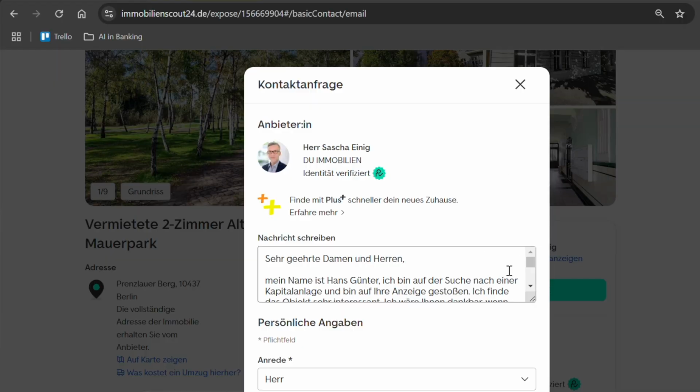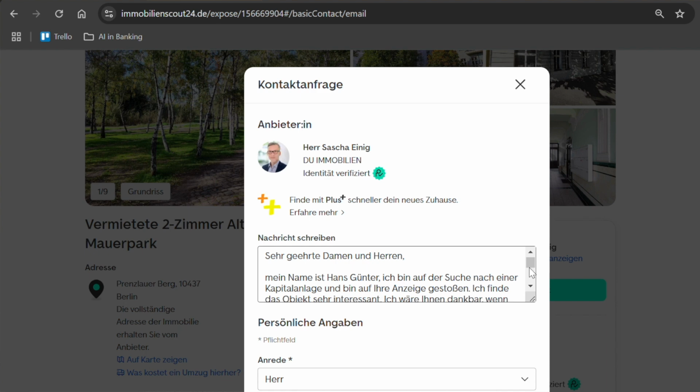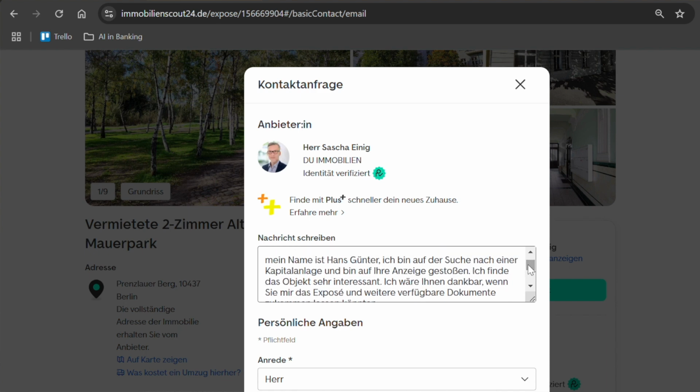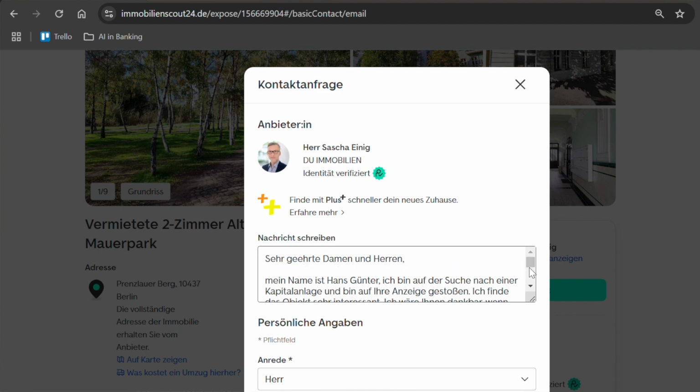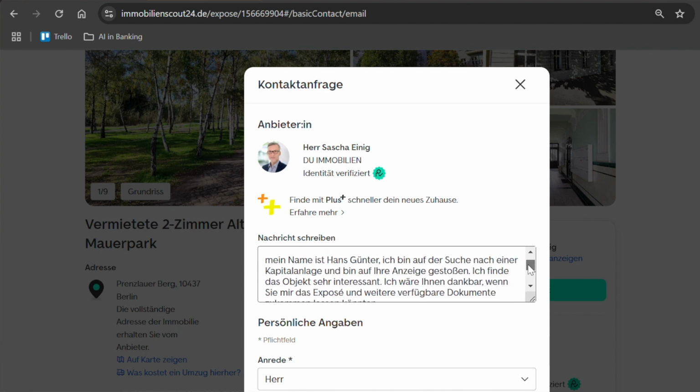So I'm saying, hello, my name is blah, blah, blah, and I'm really interested in investing in a property like this, and that's how I found your apartment. I'm very interested in it, and I'd be thankful if you could send me the relevant documentation, like the exposé and other available documents. That's basically my text. That's everything I say. I click on send, and then they got the message, right?